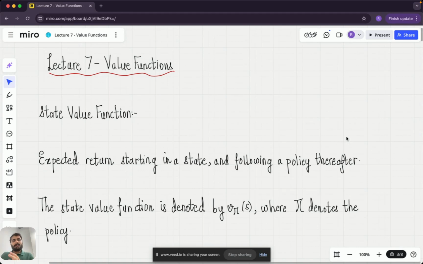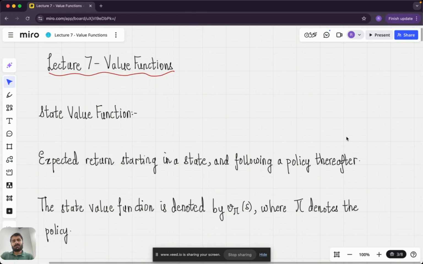In particular, a state signal has a Markov property if it retains all the relevant information from the past. And then, whichever reinforcement learning problems in which the state signals have a Markov property are called Markov decision processes.